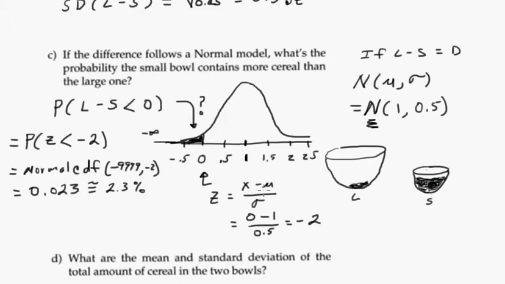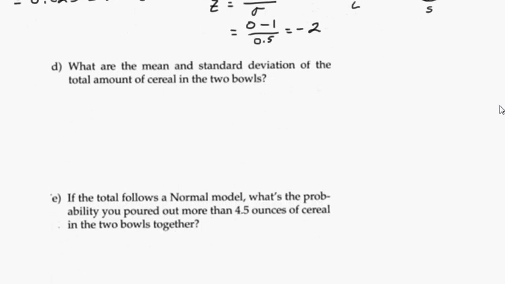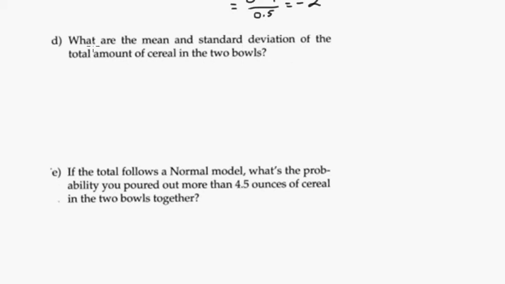Okay, so according to the normal model, the probability of this difference being less than 0, in other words, the probability of the small bowl being greater than the large bowl, is about 2.3%. Okay, so I spent a lot of time on that. Let's take a look at these other problems real quick.